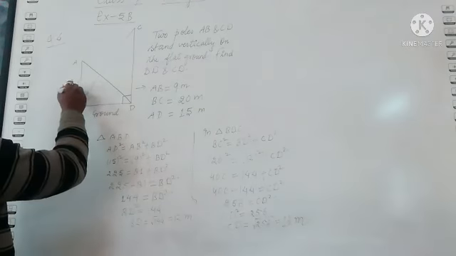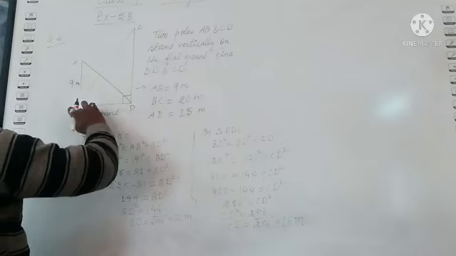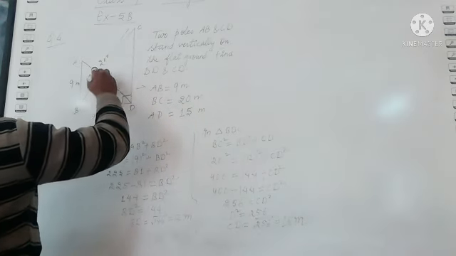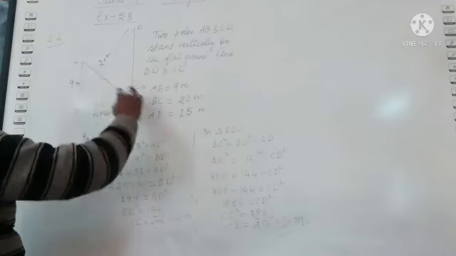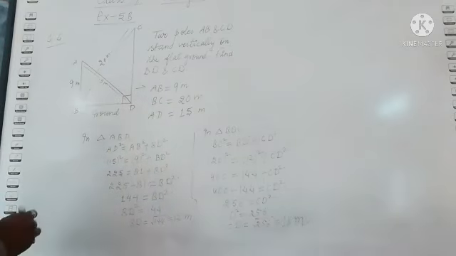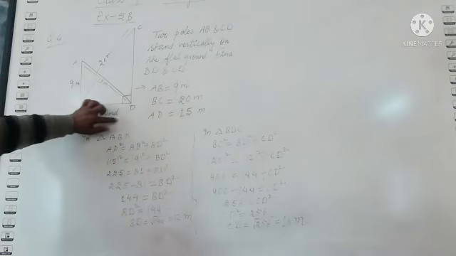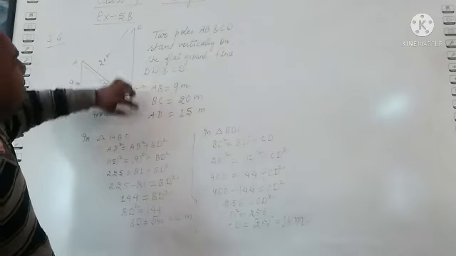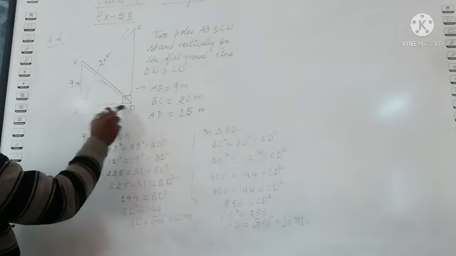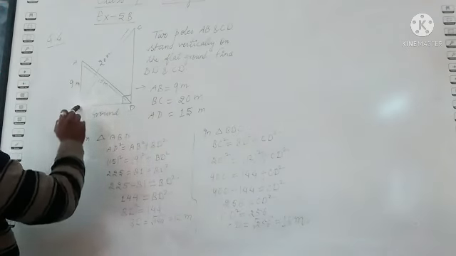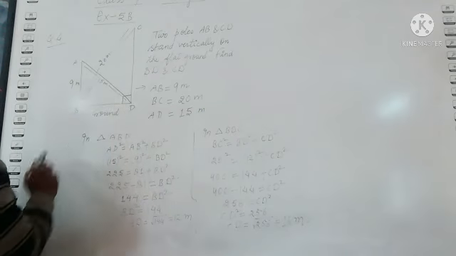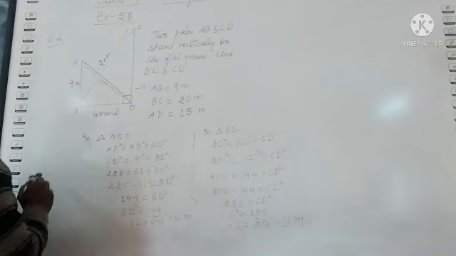AB, this is 9 meter, BC, this is 20 meter, and AD, this is AD, 15 meter. Okay, so we have to find out BD means ground and CD means the height of second pole. Okay, so first see in triangle ABD we have two sides value. One is AB, that is 9 meter, second one is AD, that is 15 meter. We don't know what is the value of BD.